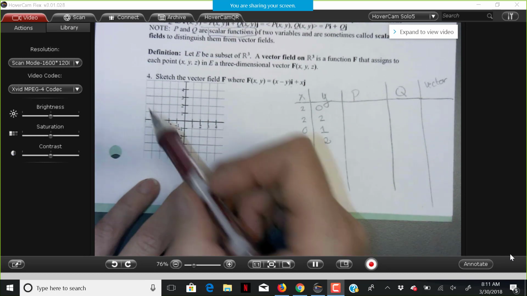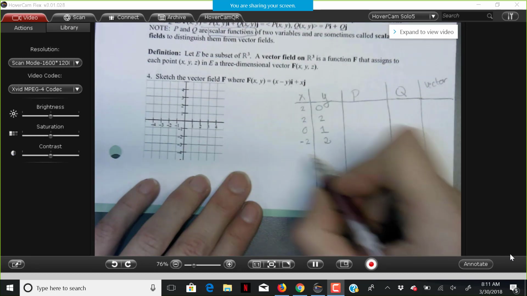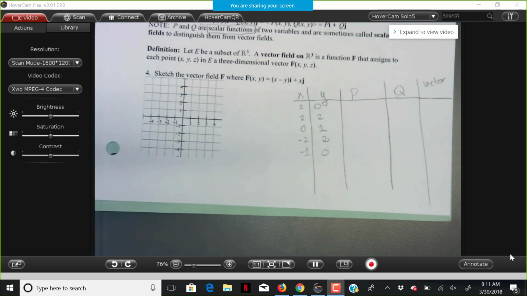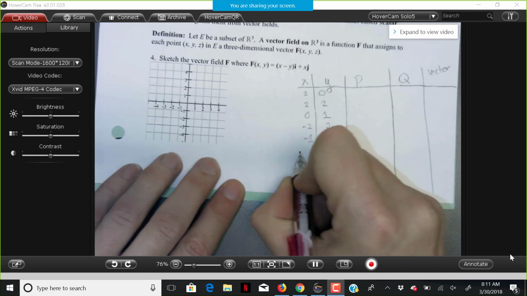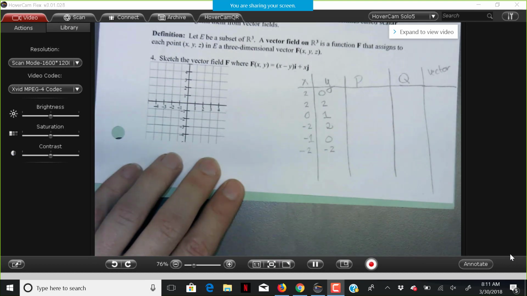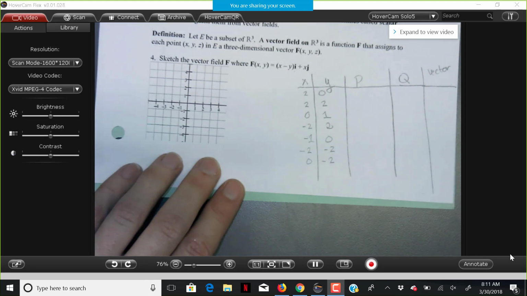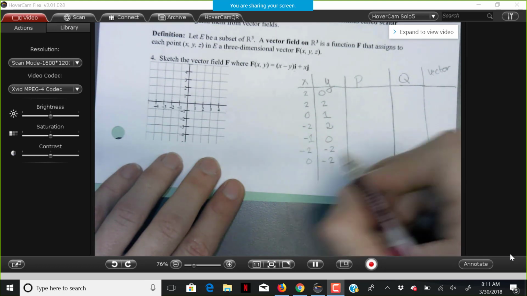And then on the negative x, let's do negative 1, 0. And these are just arbitrary. And then in quadrant 3, let's do negative 2, negative 2. And on the negative y, let's do 0, negative 2. And then in quadrant 4, let's do 2, negative 2.